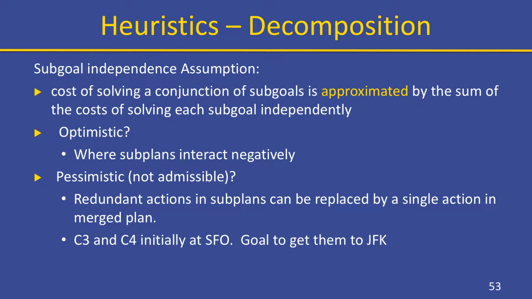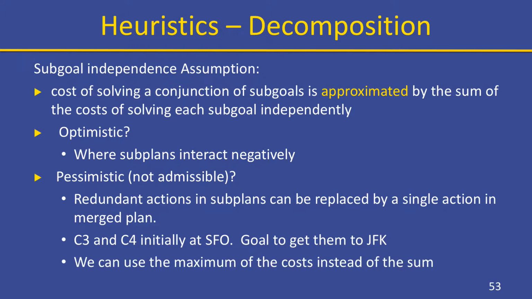So consider the problem where C3 and C4 are initially at SFO. Now, if our goal is to get them both to JFK, when we decompose the problem into two separate problems, we are really overestimating the cost. What we should do here is use the maximum of the costs instead of the sum, because we can get C3 and C4 on the same plane and get them to JFK. There's no need to get each one of them on a separate plane.